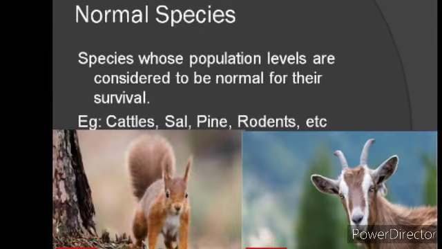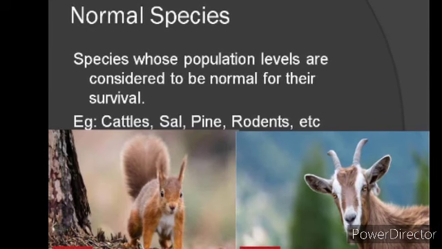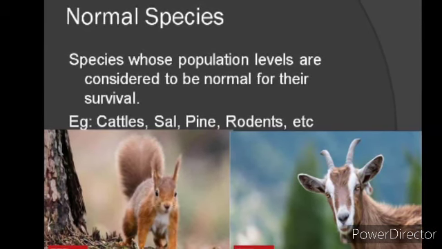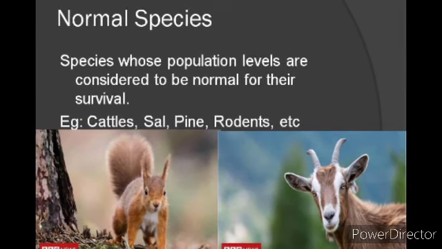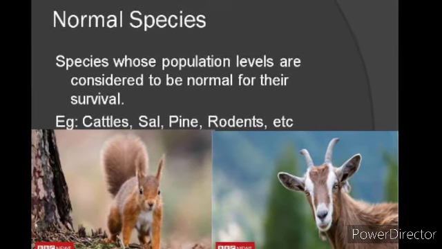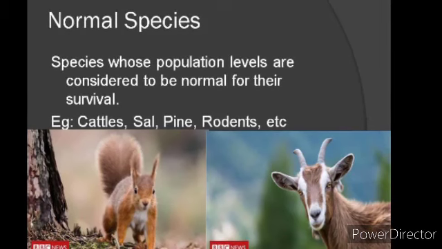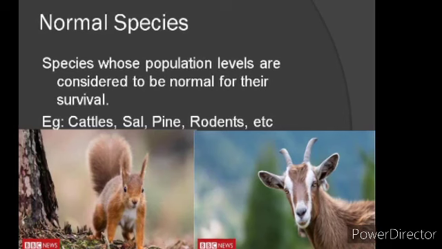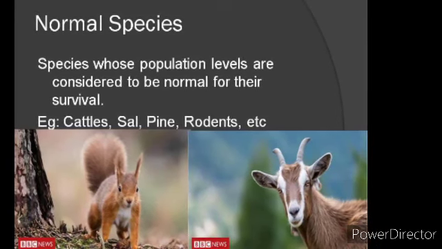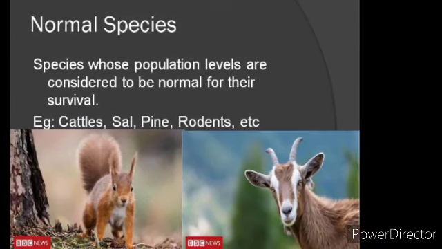So what are normal species? First one is normal species. What are normal species? Species whose population levels are considered to be normal for their survival, such as cattle, alpine rodents. So these are animals which we find in our surroundings. We are not much bothered about the population of these animals. They are sufficient in number in the world.